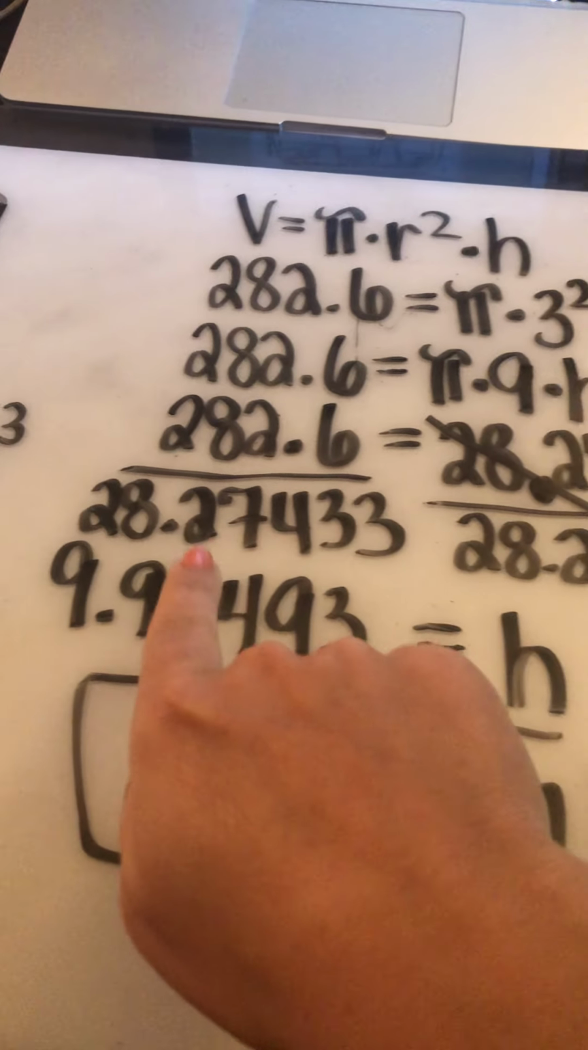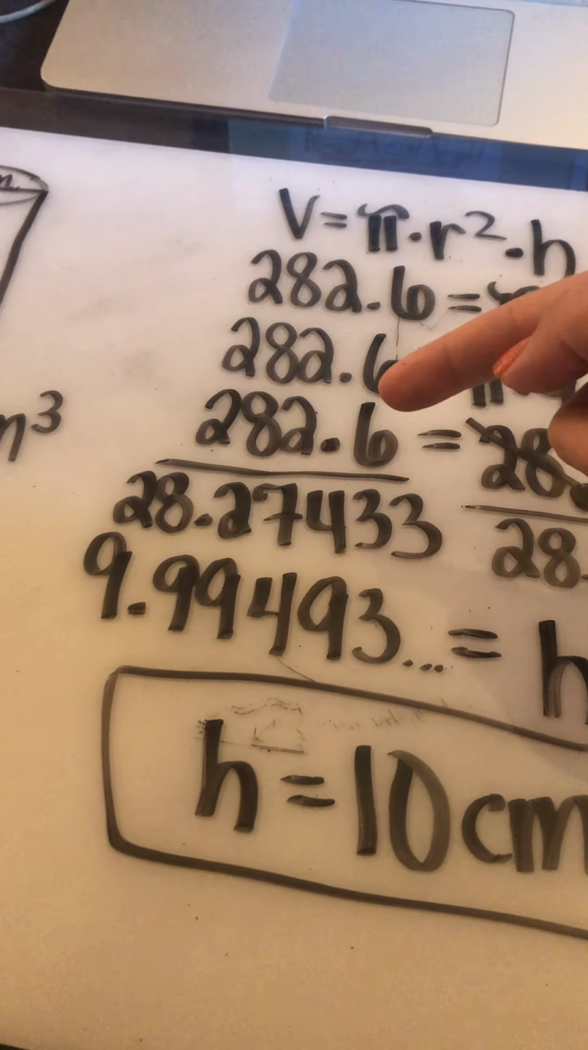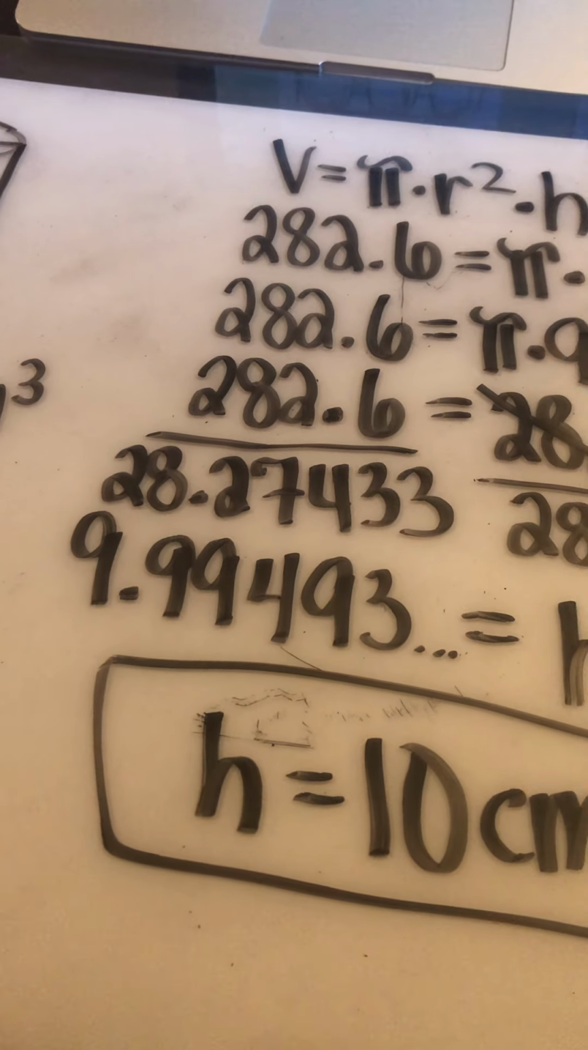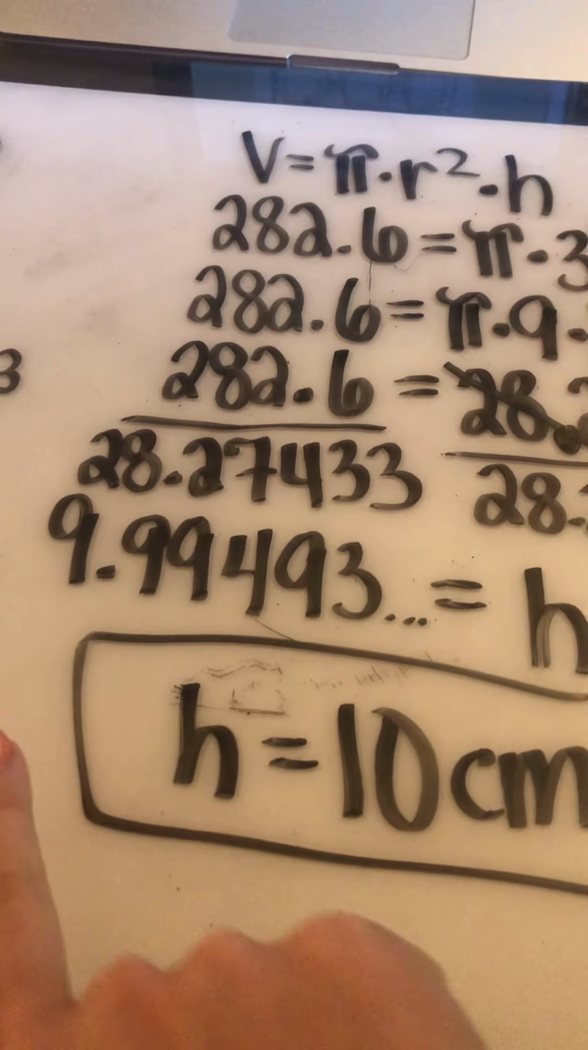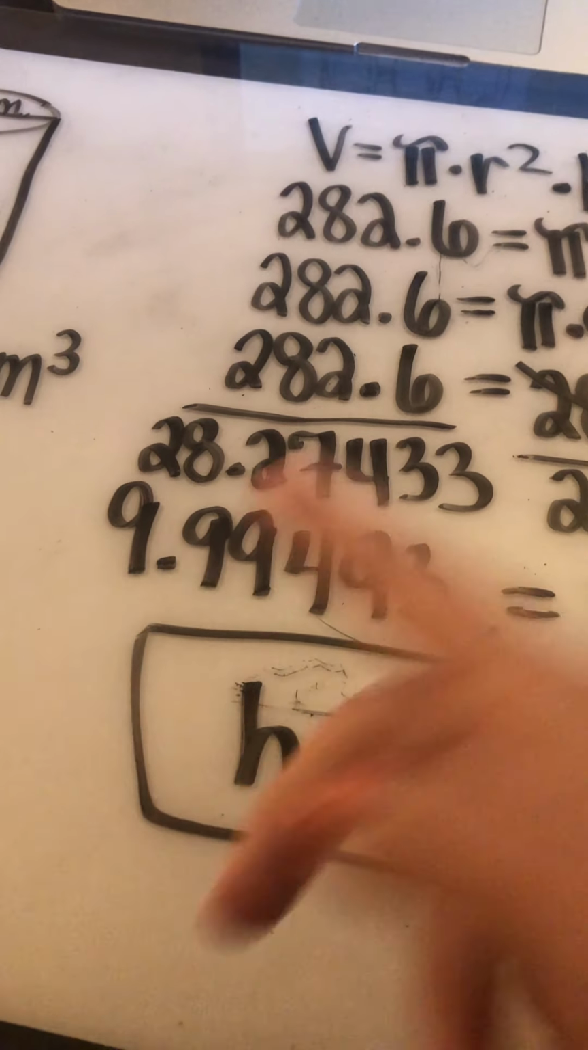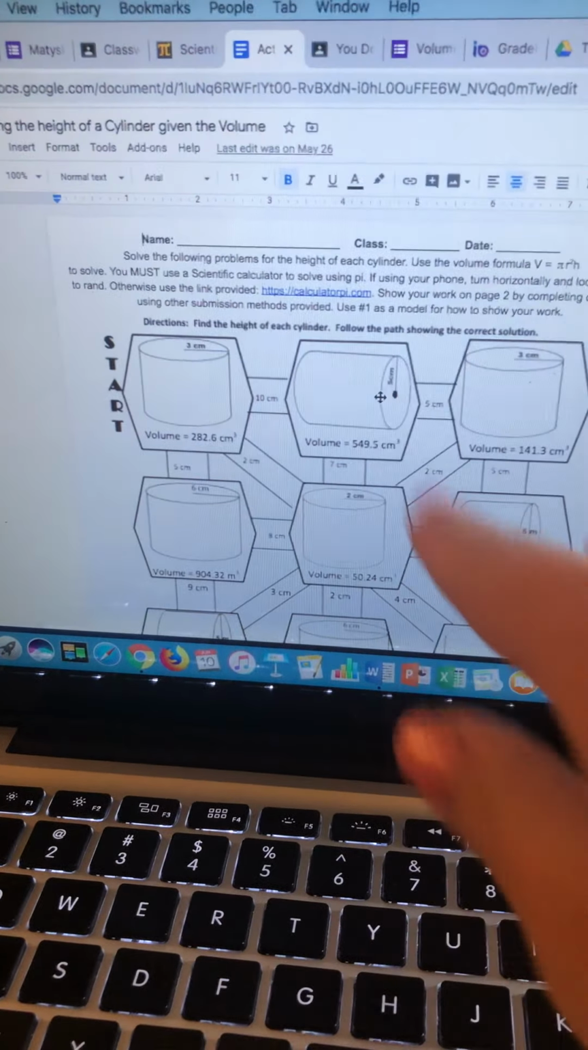Whatever we do to one side, we do to the other. So we find this quotient, 282.6 divided by 28.27433. We get this very long decimal, but we round it to the nearest whole number. 9.99493 would round to 10 centimeters, and I now know which direction to go next.